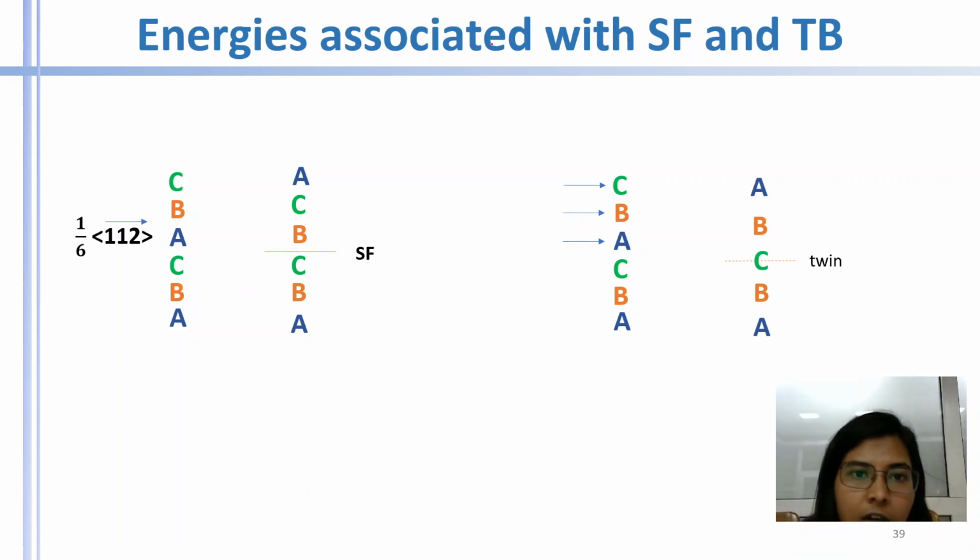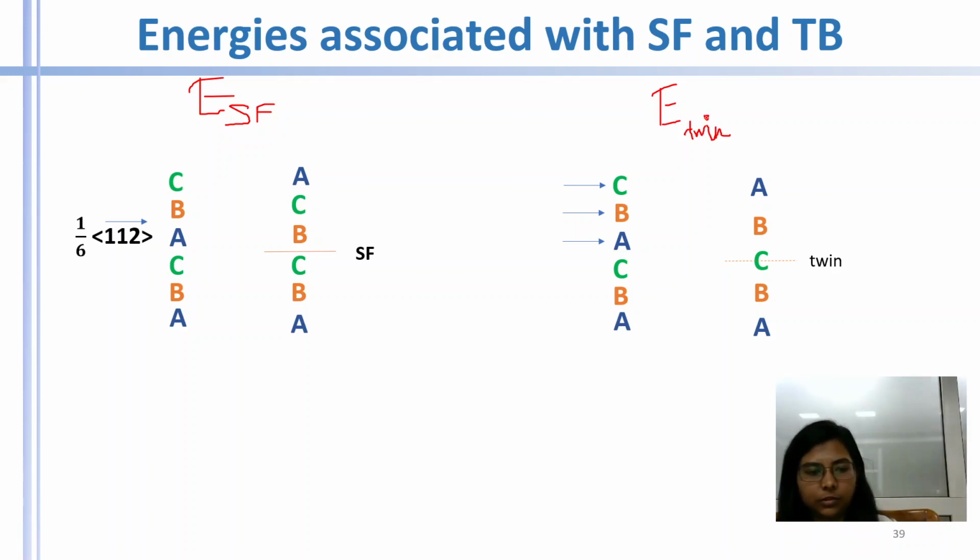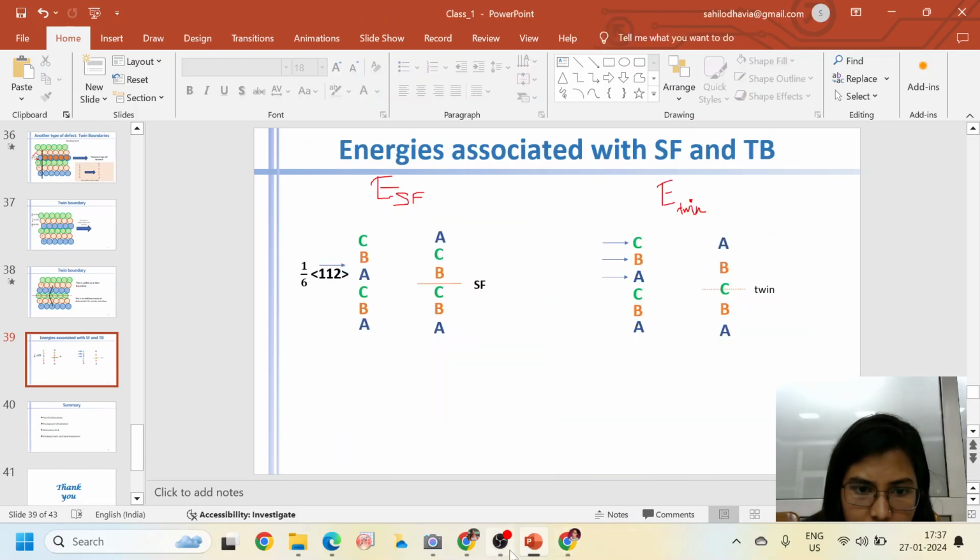So, energies associated with the stacking faults and twin boundaries. This is the energy of the twins. I'm giving E for energy: E_SF, and this is E_twin. Let me check everything is fine.